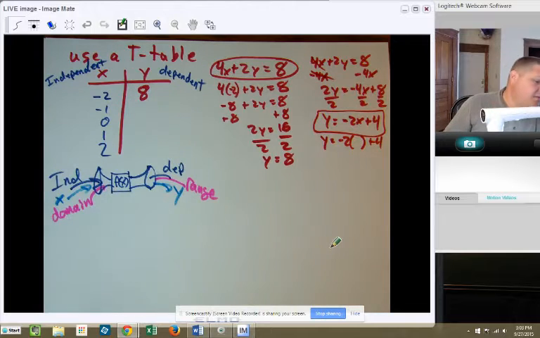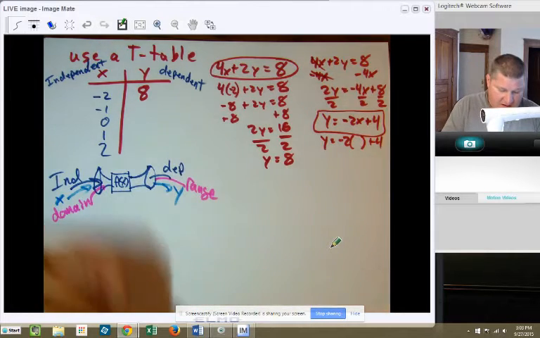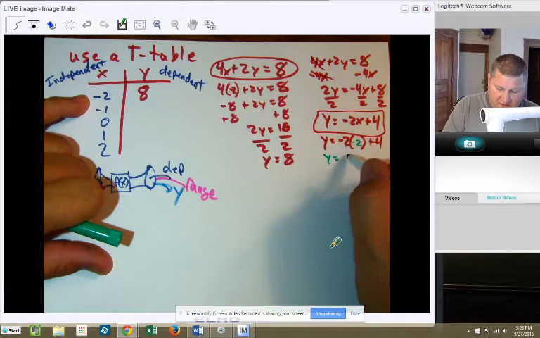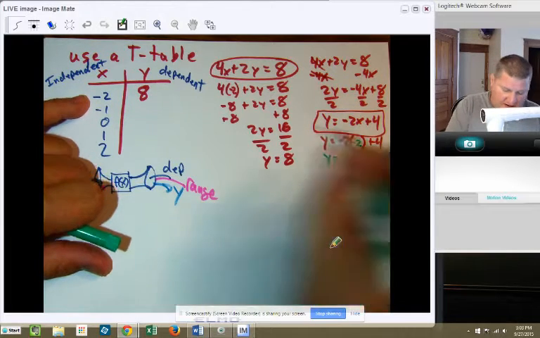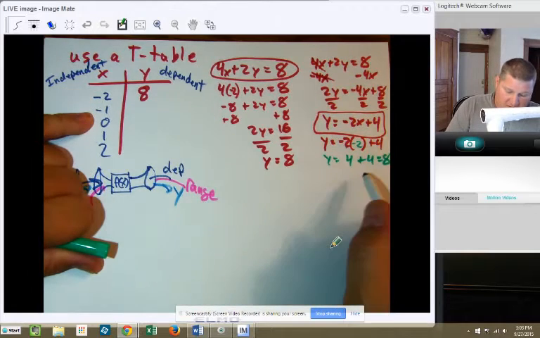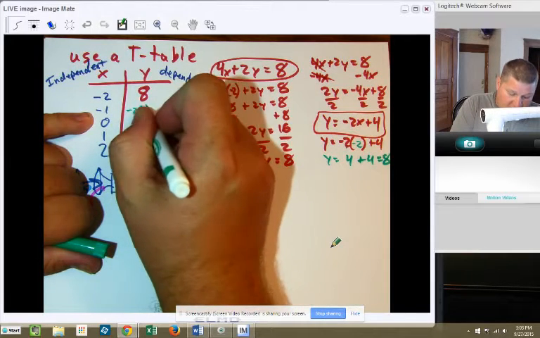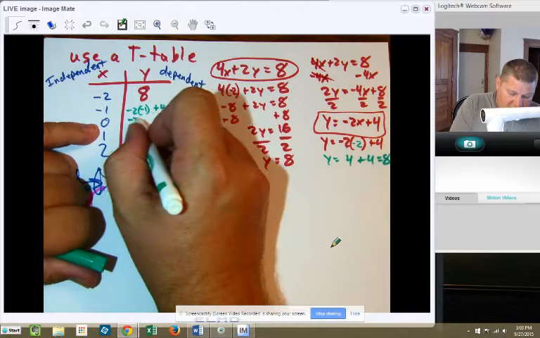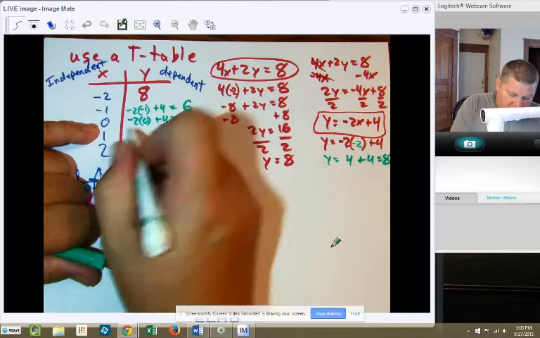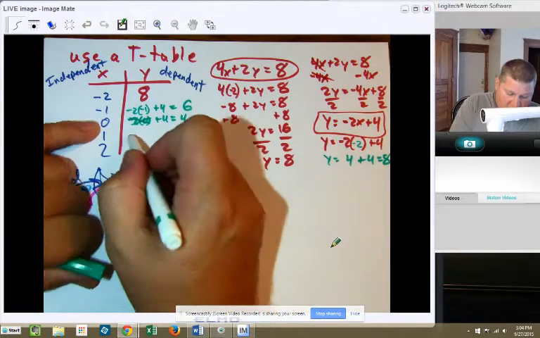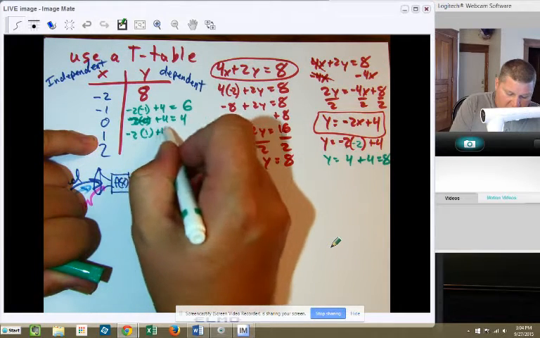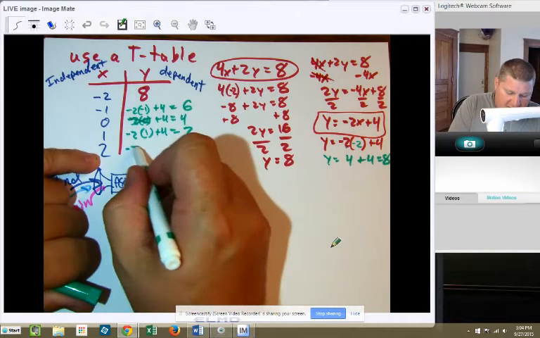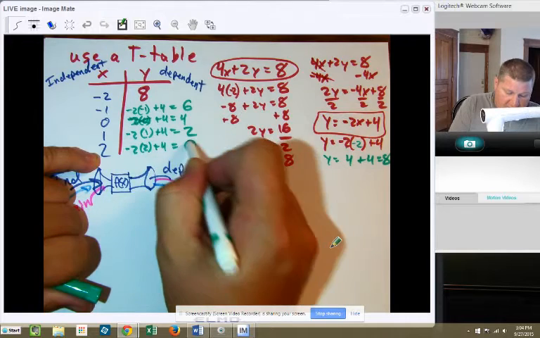Well, let's start by plugging in -2. Y equals -2 times -2 is 4, plus 4 is 8, and that's what we put over here. Now, on the other hand, I could say -2 times -1 plus 4. That's going to be 6. -2 times 0 plus 4 equals, well, that's gone. That's going to be 4. And -2 times 1 plus 4 equals, now -2 and +4 are going to make 2. And I have -2 times 2 plus 4, which is going to be 0.